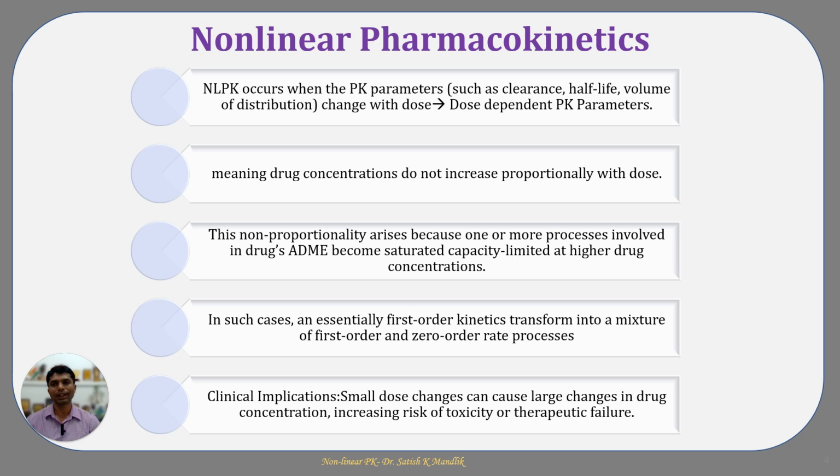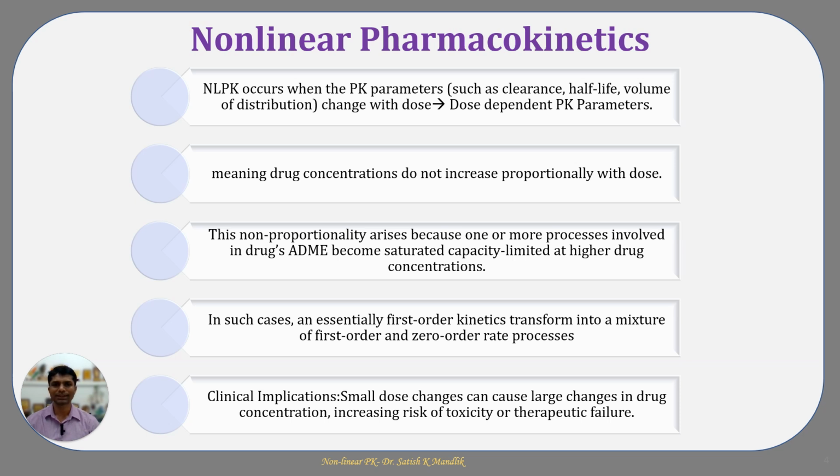Now what exactly happens in non-linear pharmacokinetics? Let's understand. It's totally opposite to linear pharmacokinetics. Non-linear pharmacokinetics occurs when all these previously understood PK parameters like bioavailability, clearance, half-life, volume of distribution, and rate constants change with the dose. Therefore we also call non-linear pharmacokinetics dose-dependent pharmacokinetics, meaning that the drug concentrations do not increase proportionally with the dose.